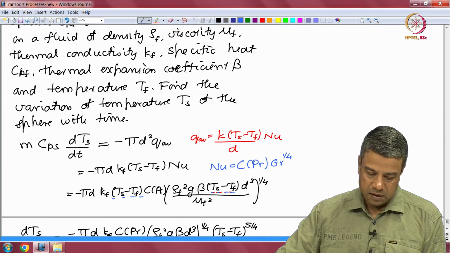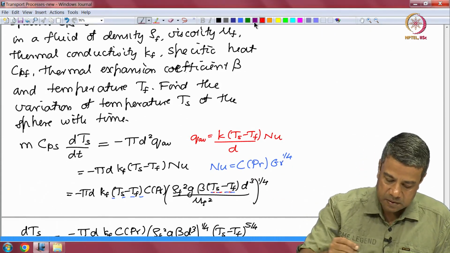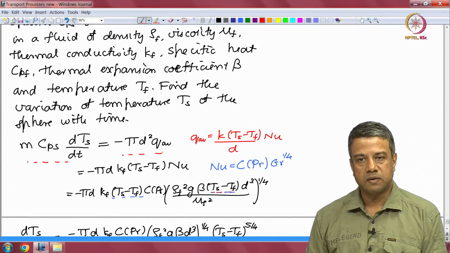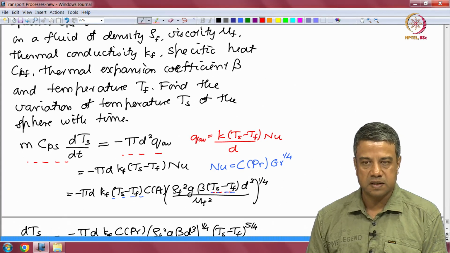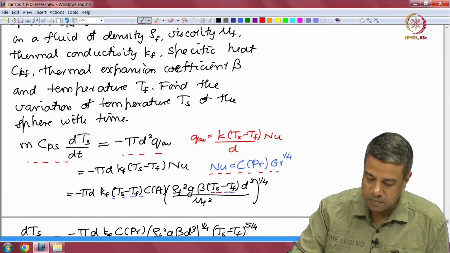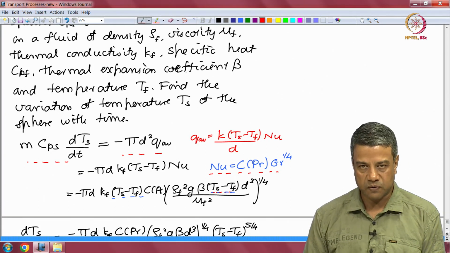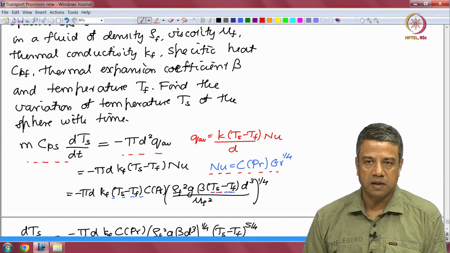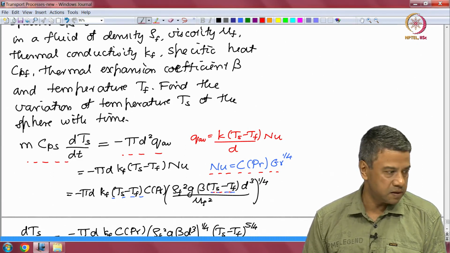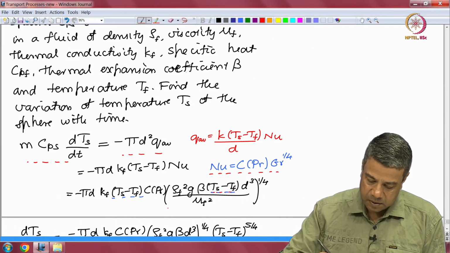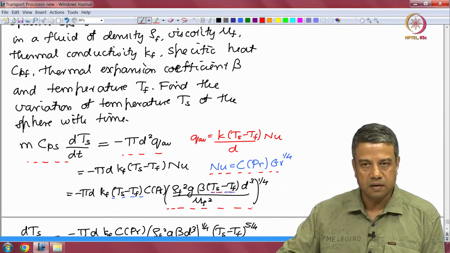So, we had written the energy balance equation for the sphere as the change in energy is equal to the surface area times the average flux. Average flux given by the Nusselt number correlation. The Nusselt number correlation now a function of Prandtl number times Grashof number power 1/4. The Nusselt number goes as Gr power 1/4, boundary layer thickness goes as Gr power minus 1/4. So, this was incorporated into the Nusselt number correlation.